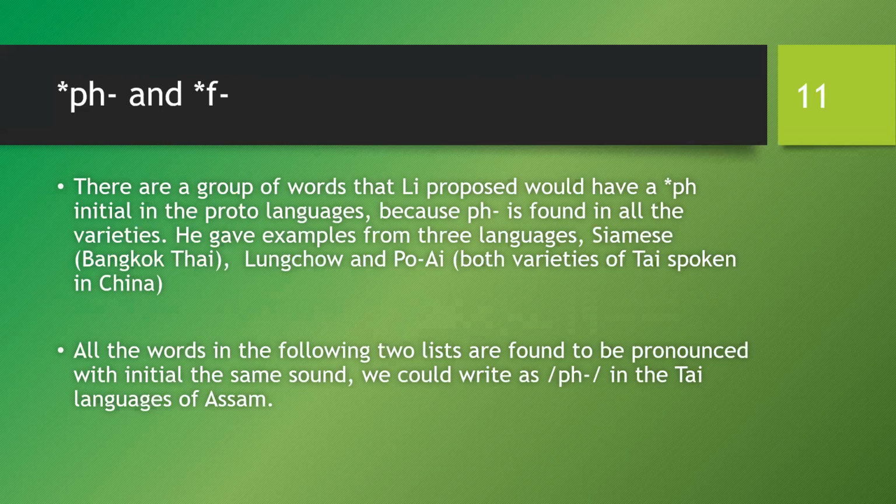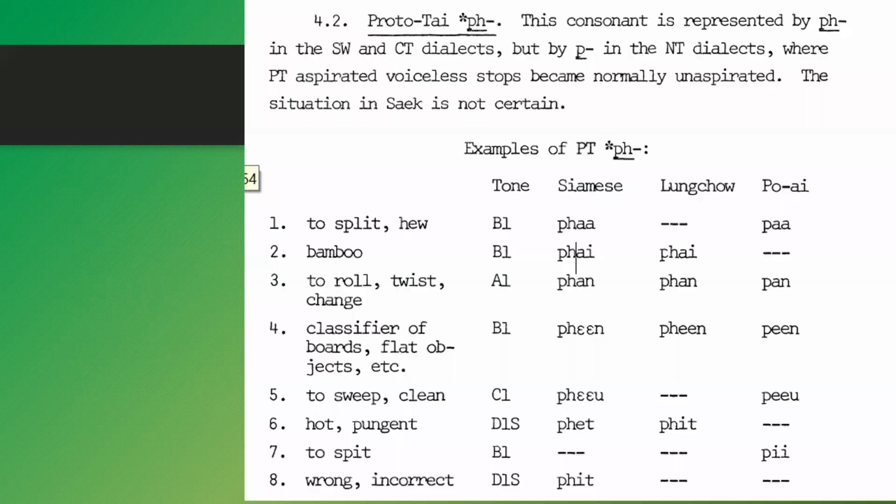But according to the work that Li did, by comparing groups of words, you would find that these two were different sounds in the proto-language. And he gave examples from three languages: Siamese, that's Bangkok Tai, representing the Southwestern Tai, Lungto and Bo'ai, which represent the Central and the Northern Tai groups. So let's have a look at the information that he got.